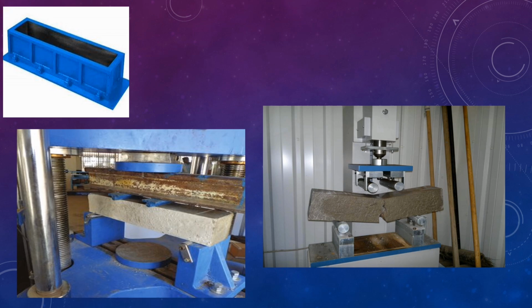Here we can see the pictures. As I told, this is a concrete beam mold, and its width is 15 centimeter and the depth is also 15 centimeter and the length is 70 centimeter or 50 centimeter depending upon the size of the aggregate used.